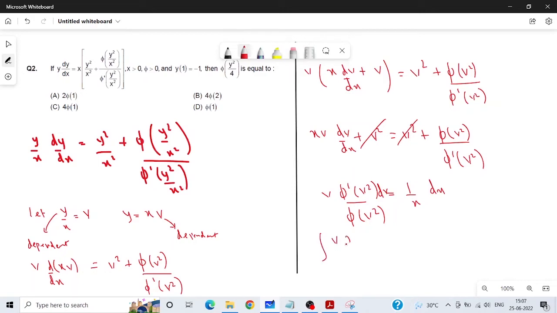So it's phi v into phi dash of v square upon phi of v square dv is equals to, then 1 by x integration is going to be, okay, let's do it in the next step.